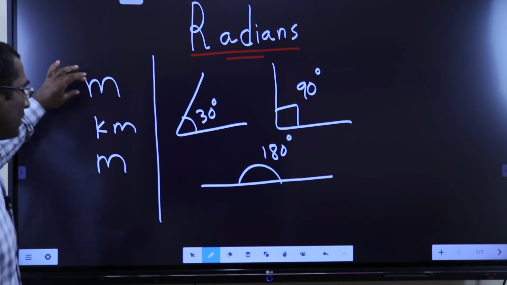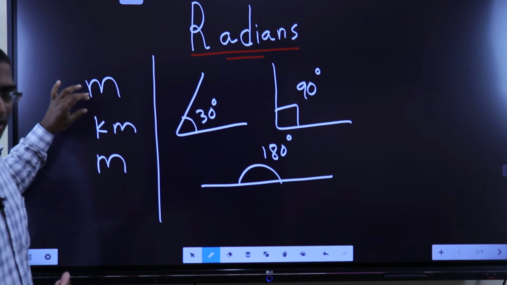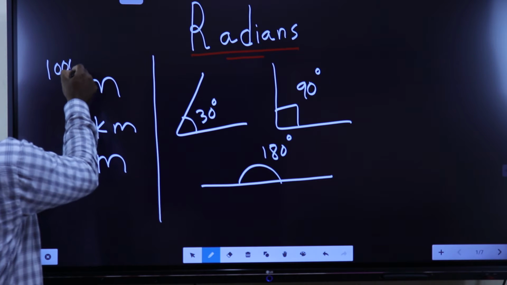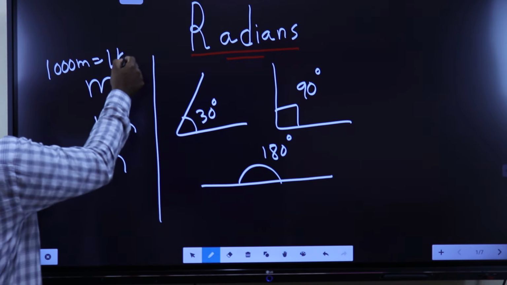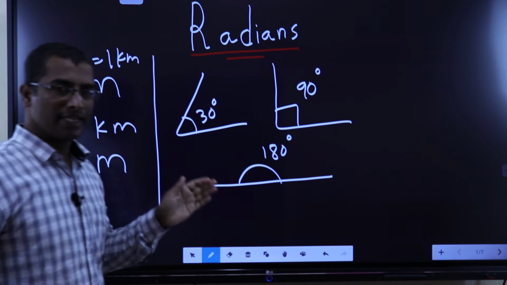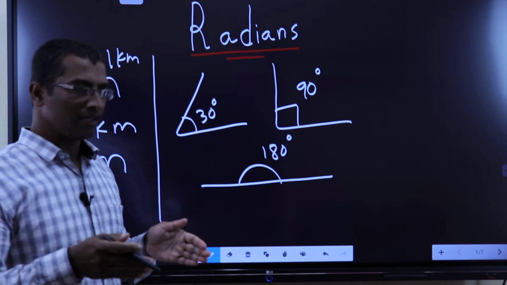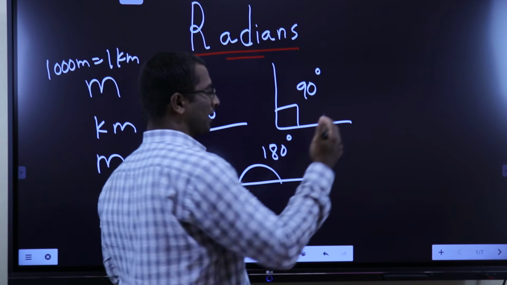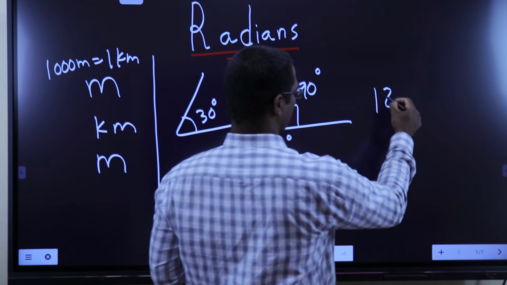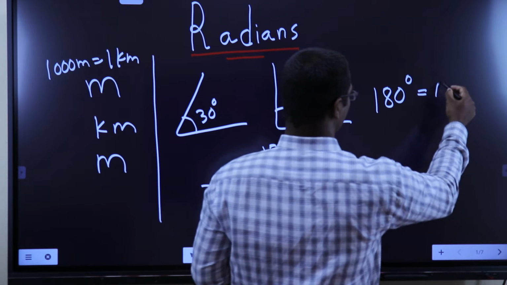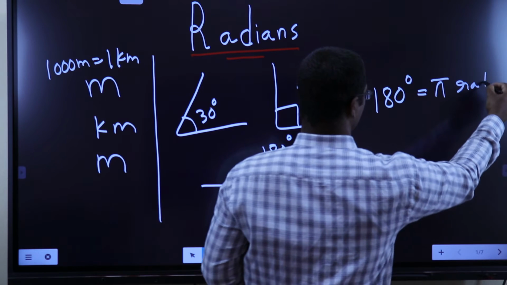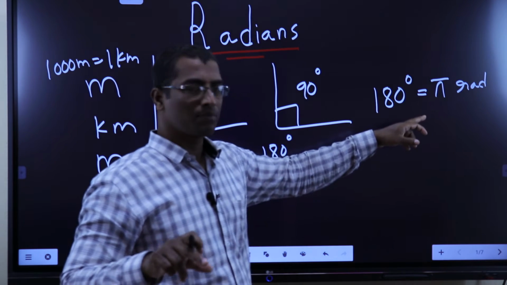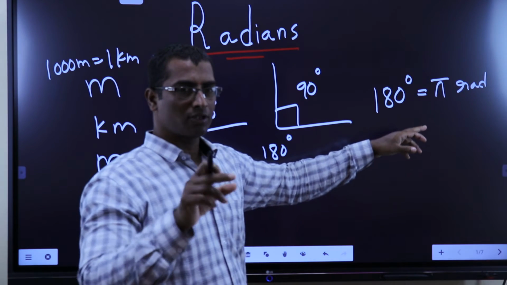Now, we have a conversion rate to convert from meters to kilometers or kilometers to meters. And what is that? 1000 meters is nothing but 1 kilometer, right? In the same way, we also have a conversion rate to convert from degrees to radians. And what is that conversion rate? That conversion rate is 180 degrees is equal to pi radians. Using this statement, we can convert degrees to radians or radians to degrees.